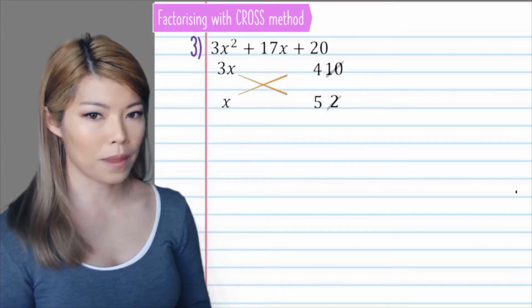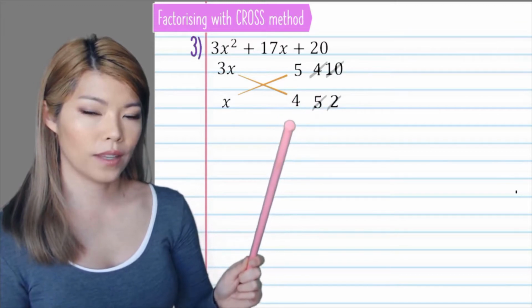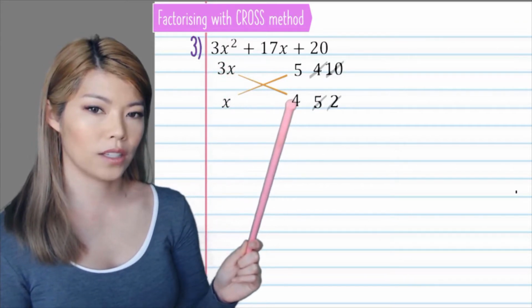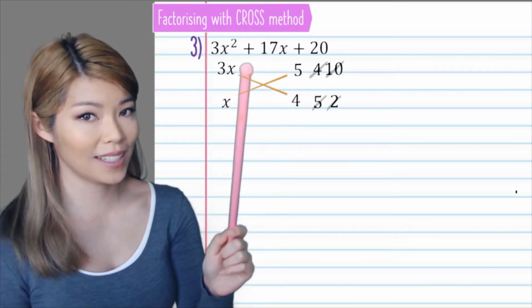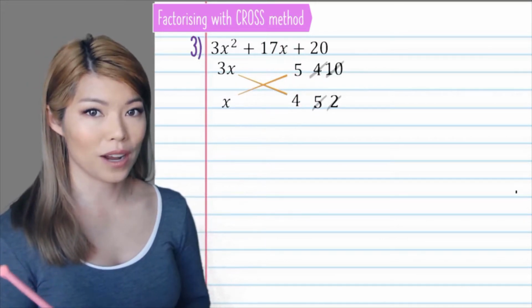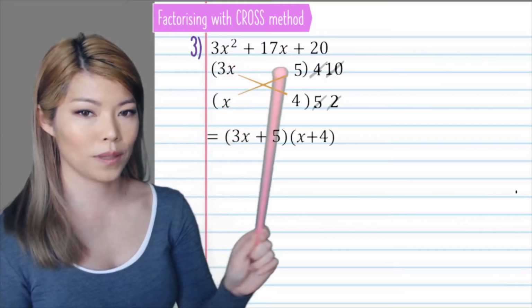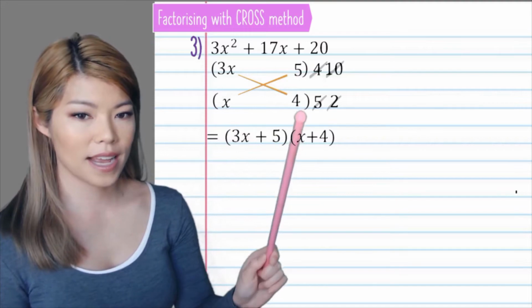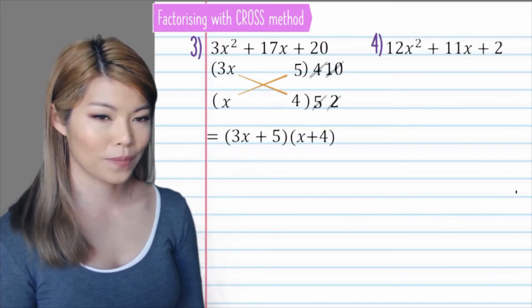Maybe we can flip them. What about 5 and 4? So 4 times 3 is 12, and then 5. 12 plus 5 is 17. So that's the correct order. So now we bracket it off, and we have 3x plus 5 as our first factor and x plus 4 as our second factor.